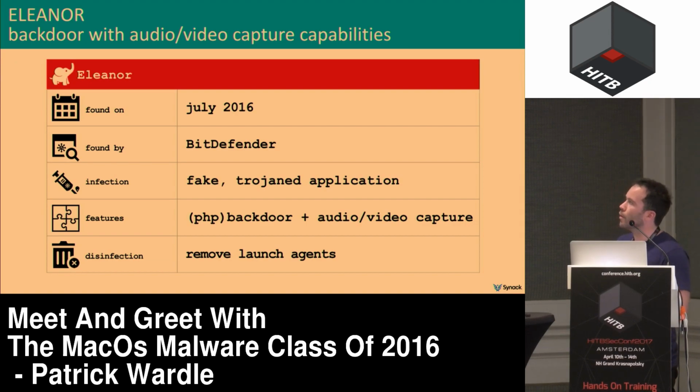Okay, so the next sample I want to talk about is Eleanor, and this was discovered in July by Bitdefender. As we'll see, it's a PHP-based backdoor that exposed infected computers as hidden Tor services.